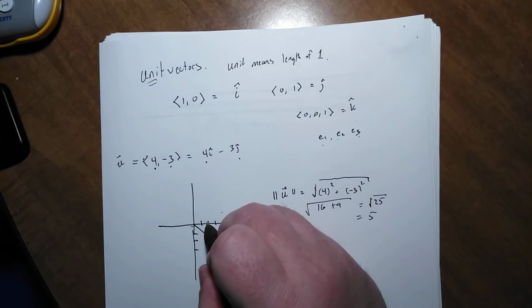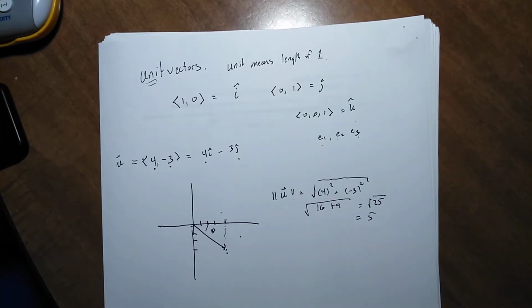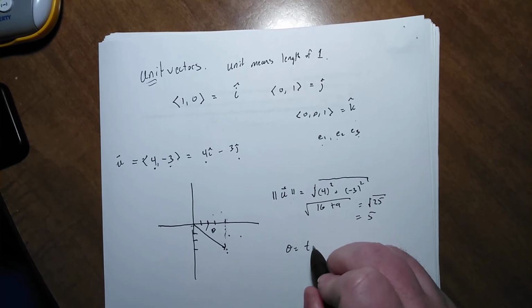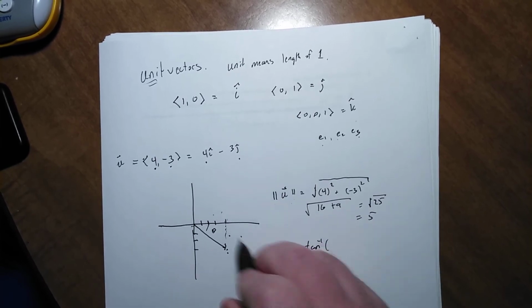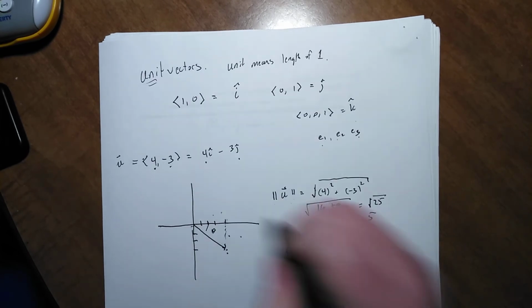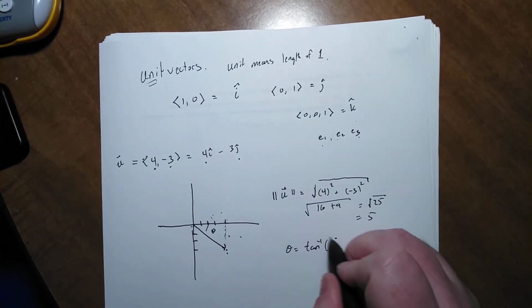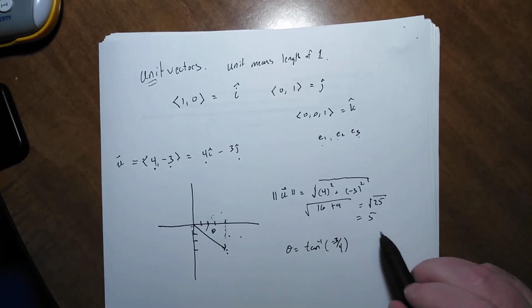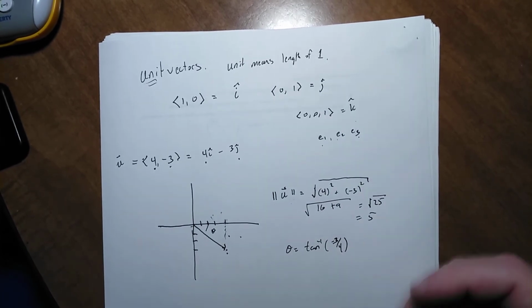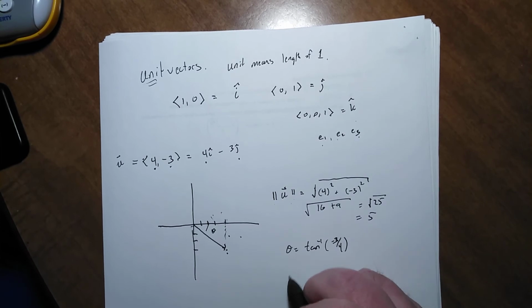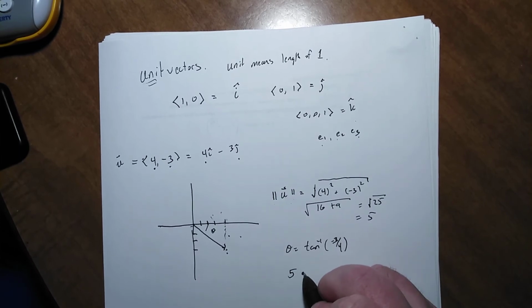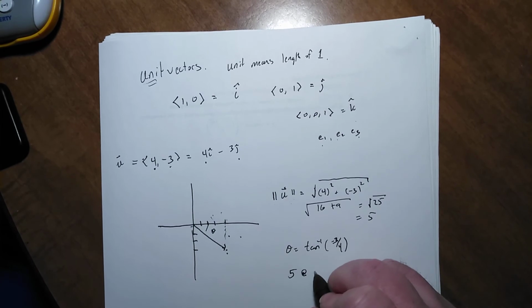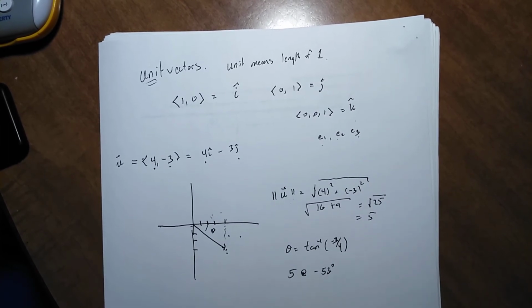Okay, and similarly, we could also get that angle, right? It's opposite over adjacent, so that angle is going to be the inverse tangent of what we have here: negative 3 over 4. Okay, so that's another way to write a vector, its magnitude and direction. So we could have 5 at something like negative 53 degrees. That would be an appropriate way to write a vector as well.